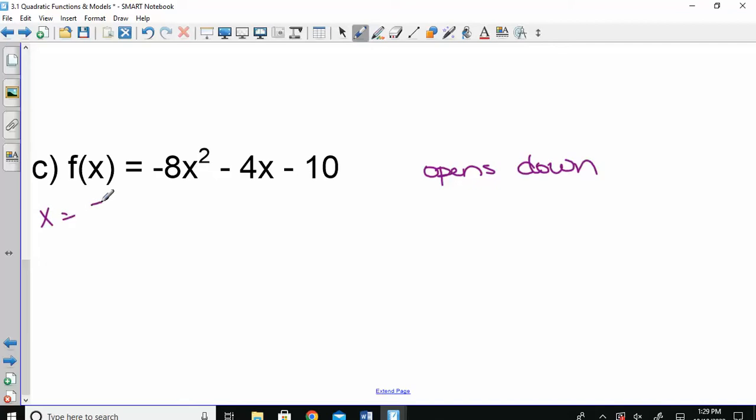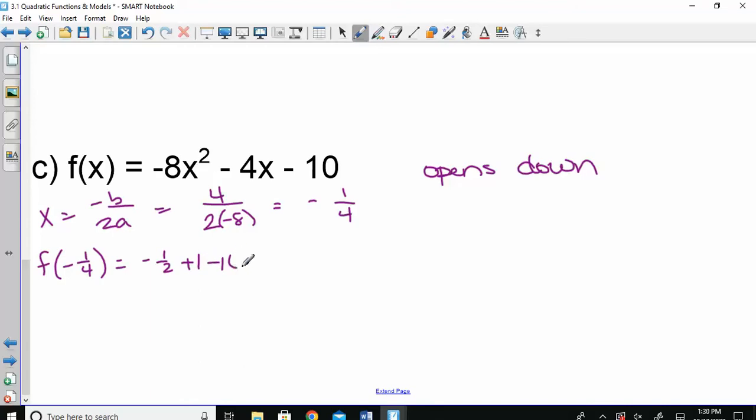So opposite of b over 2a. So opposite of negative 4 is 4 over 2 times negative 8. And we get negative 1/4. Then you have to plug that in. So we get negative 9.5 or negative 19 over 2.